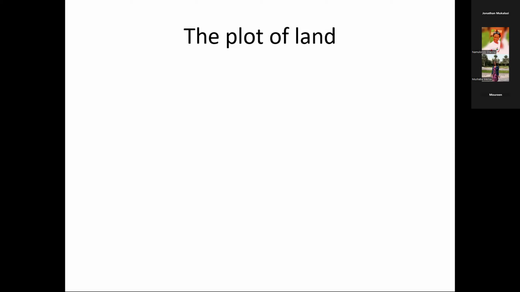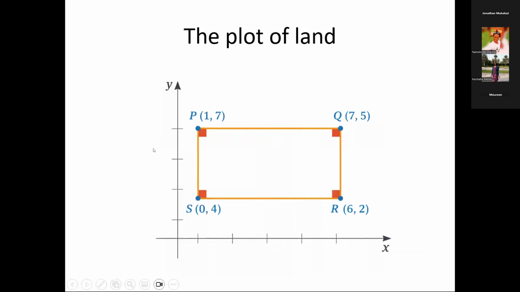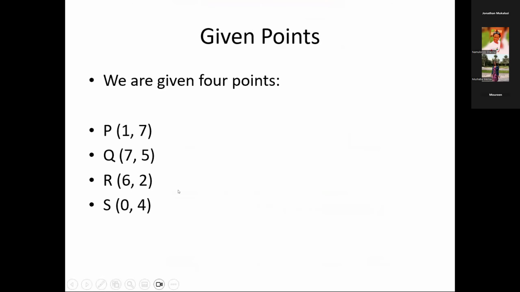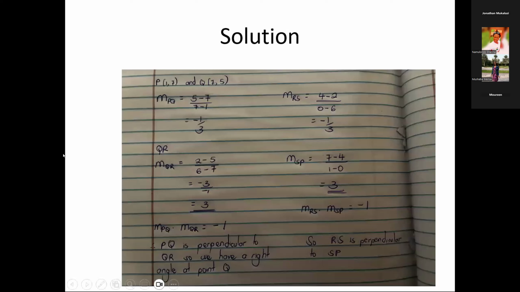So this is the plot of land, PQRS, and our task is to determine whether the coordinates are vertices of a rectangle. So what do you know about a rectangle? You know that in a rectangle the opposite sides are equal. The opposite sides are parallel. So the solution, what we can first start with, is to find the slopes of all the sides given to us, of PQ, of QR, of RS, of SP.